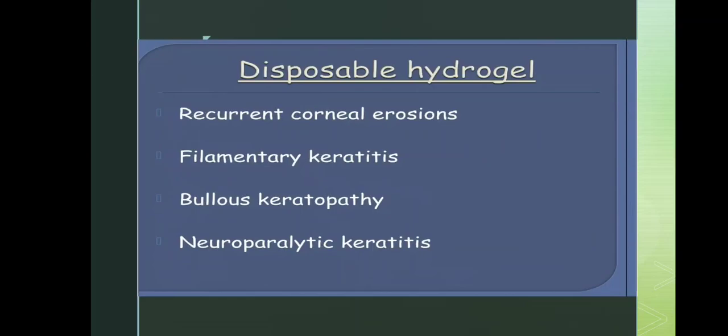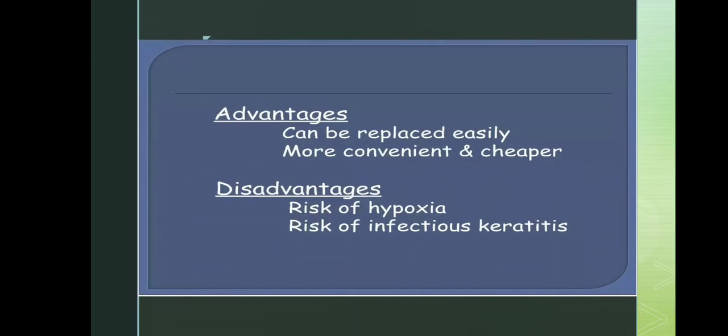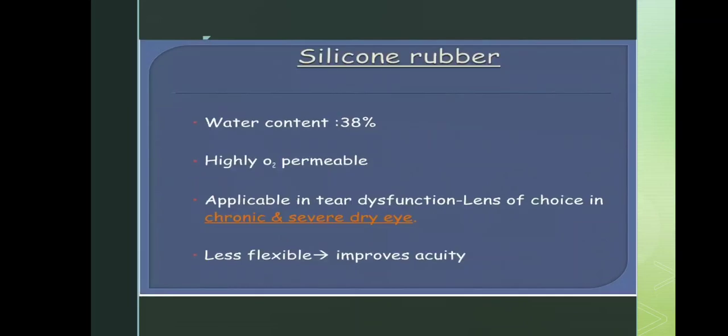The dispersible hydrogel contact lenses are used for recurrent corneal erosions, filamentary keratitis, bullous keratopathy, and neuroparalytic keratitis. Their advantages are they can be replaced easily, they are more convenient and cheaper. The disadvantages are the risk of hypoxia, that is low oxygen level, and the risk of infectious keratitis.